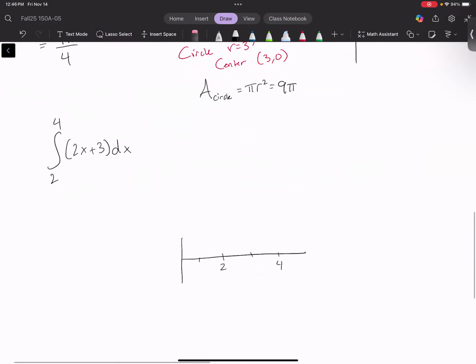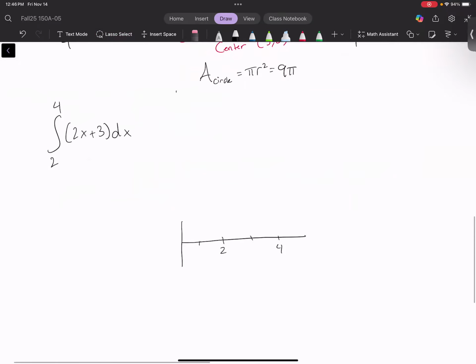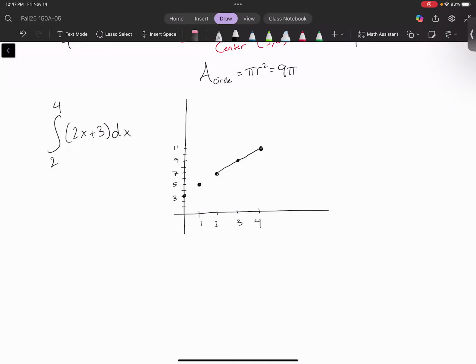Okay, so 2x plus 3. The y-intercept is already 3, and then we're going a slope of 2 every time. Just so my picture doesn't get huge, I'm going to scale this down a little bit. Let me pause here and draw it. All right, so this is our function here.